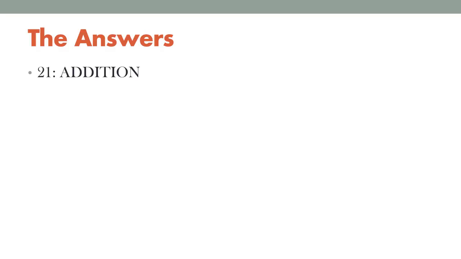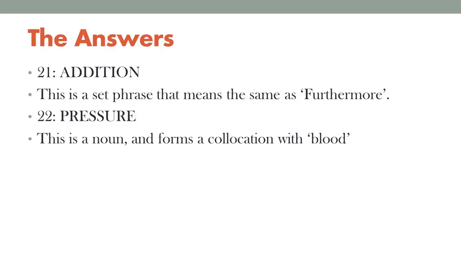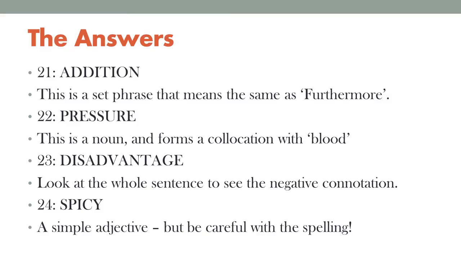For 21, we want the word addition, and this is a set phrase that means the same as furthermore, in addition. Pressure for number 22, and this is a noun. It forms a collocation with the word blood. We talk about your blood pressure. Then disadvantage. So look at the whole sentence to see that we need a negative meaning or connotation. And then finally 24, spicy. It's a simple adjective, but remember to take out the E. Spicy does not have E. Spice does.